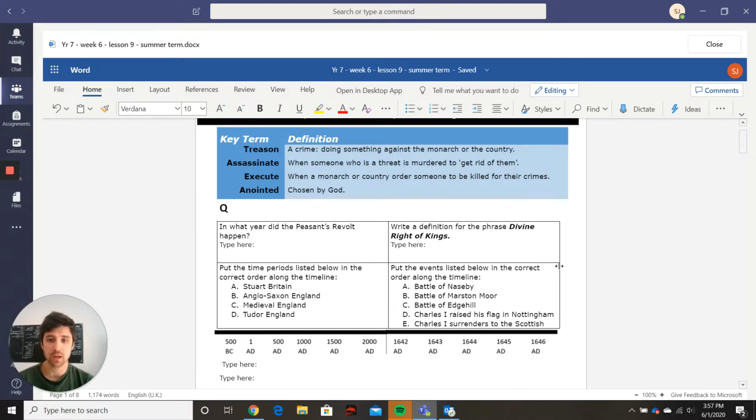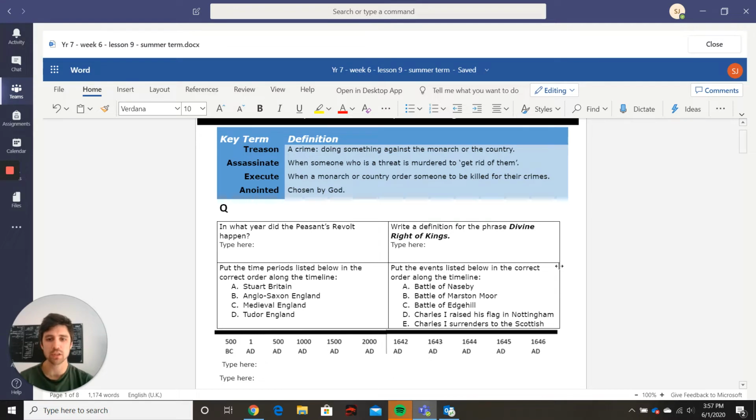Let's put those time periods in order. Well, the earliest on there is Anglo-Saxon England. That was from roughly 440 AD until 1066 AD, when the Battle of Hastings occurred. Then medieval England from 1066 until the Battle of Bosworth in 1485. Next, Tudor England, 1485 until 1603, when Elizabeth I died.